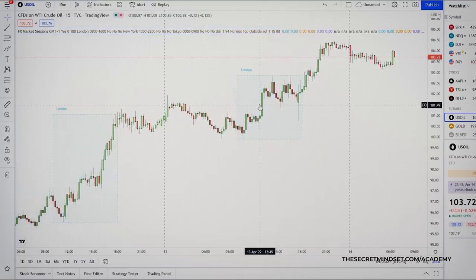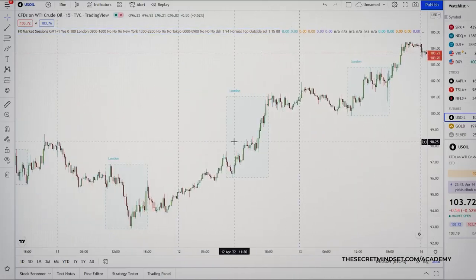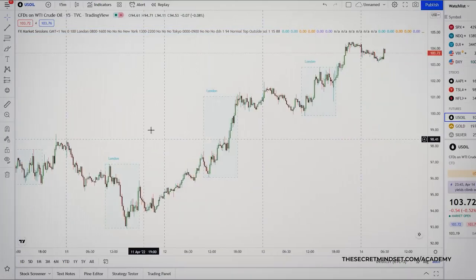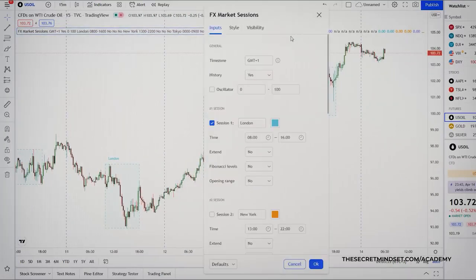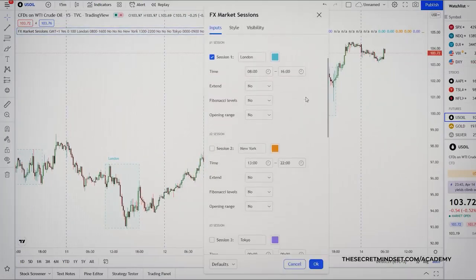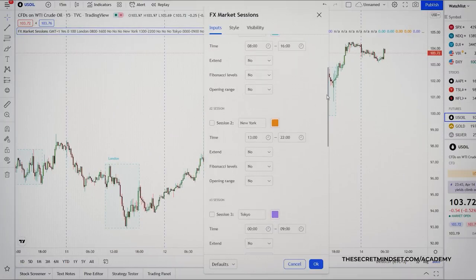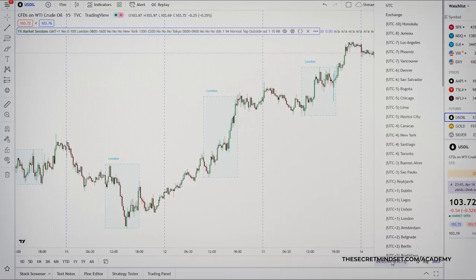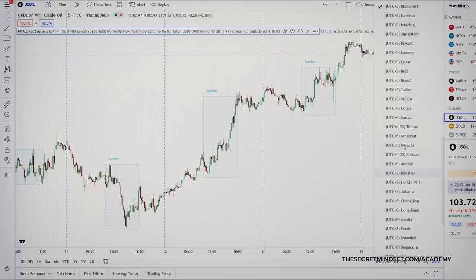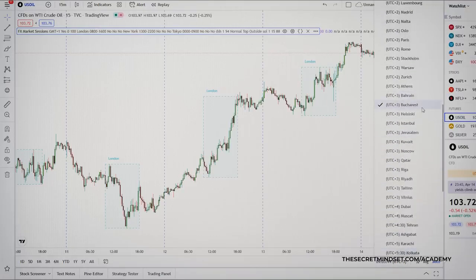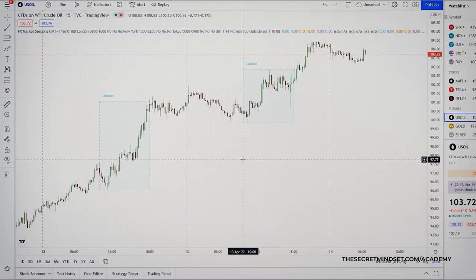Now it displays only the London session, but we want the indicator to draw the channel, not the entire session. Here's how to plot the channel, depending on your time zone. I live in Romania, Bucharest, so my time zone is this one, UTC +3. In my time zone, the London session starts at 10 AM. In your time zone, it will be different.